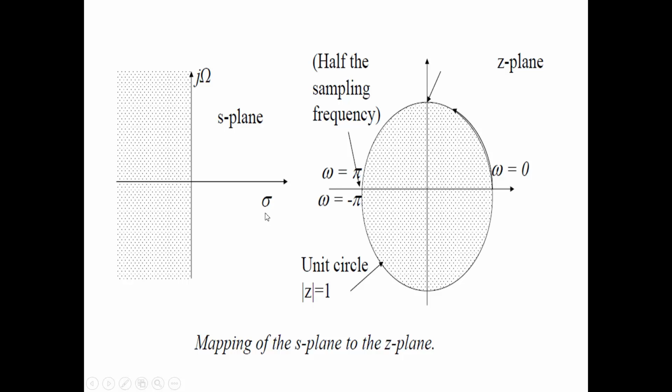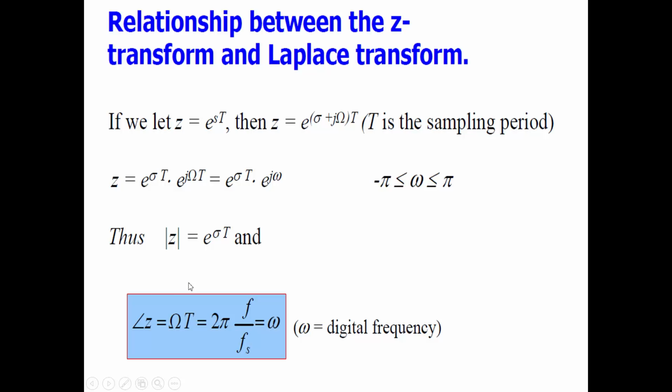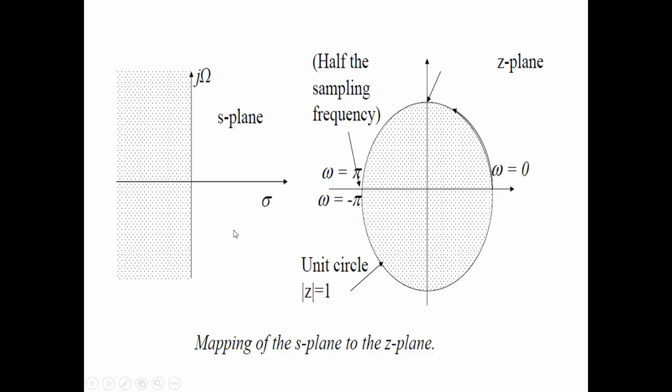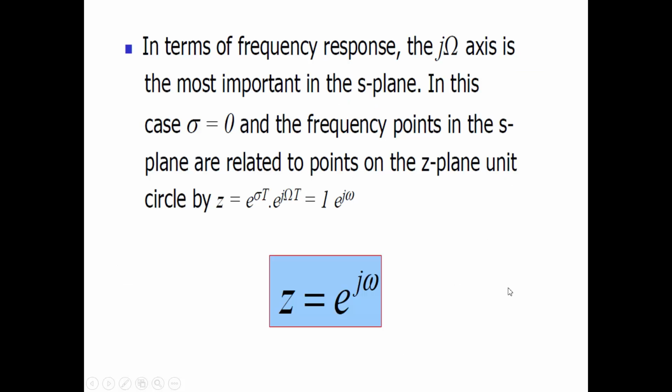Now, if we put sigma equal to 0, that means mod z will be equal to 1. That means this defines the unit circle, the perimeter of this unit circle, right? And in this case, if this becomes the unit circle, then small omega will vary from 0 to pi, and in the other direction it will go from 0 to minus pi by 2 and minus pi.